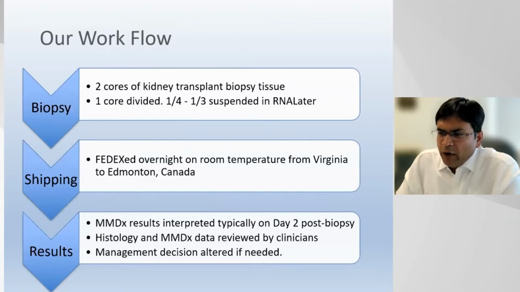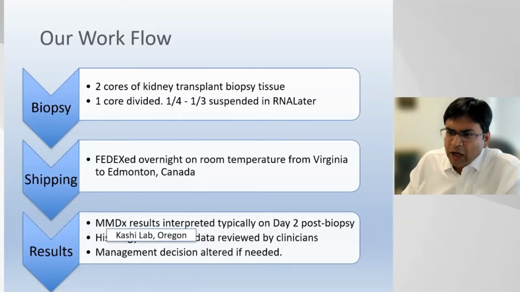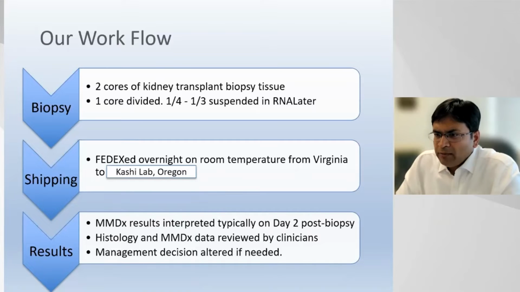So this is our workflow for reference. We typically take 2 cores of kidney transplant biopsy tissue. We use 16 gauge needles in the biopsy suite. All of the biopsies are done by the nephrologist. We divide one of those 2 cores, and then a fourth or a third is then suspended immediately in RNA in the biopsy suite. In the research study, these used to be FedExed overnight to Edmonton, but now we send them to the Kashi lab in Oregon.